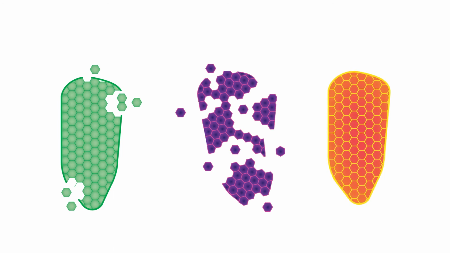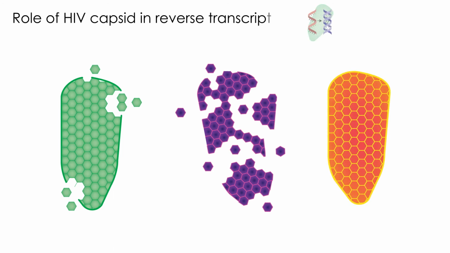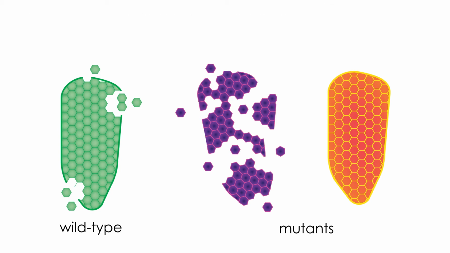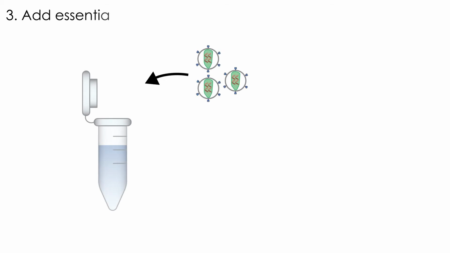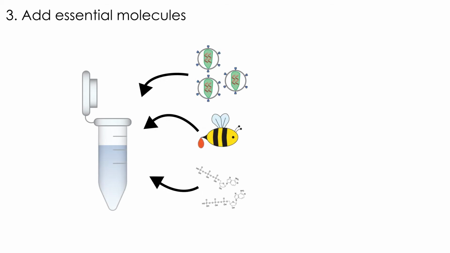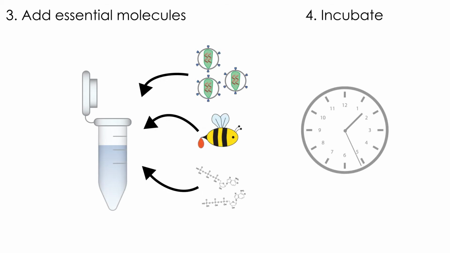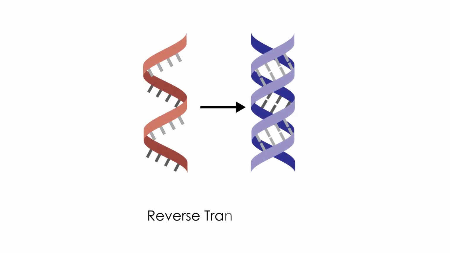We tested different mutations of the HIV capsid to investigate the role it plays in reverse transcription, comparing the mutants to wild-type HIV capsids. Capsid-stabilizing mutants held the capsid together longer than wild-type, and destabilizing mutants produced capsids that disassembled more quickly. After mixing in all the components needed for reverse transcription, we incubate it for 10 hours. During this period, HIV is busy reverse transcribing its RNA into DNA.